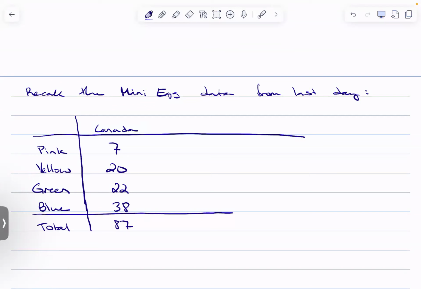But what about if I did the same thing in the States? I bought some mini eggs in the States and I found some counts. And then because I'm pretty sure mini eggs are extremely American in the sense that I don't think they have mini eggs in Europe, for example. Let's say they have them in Mexico as well.